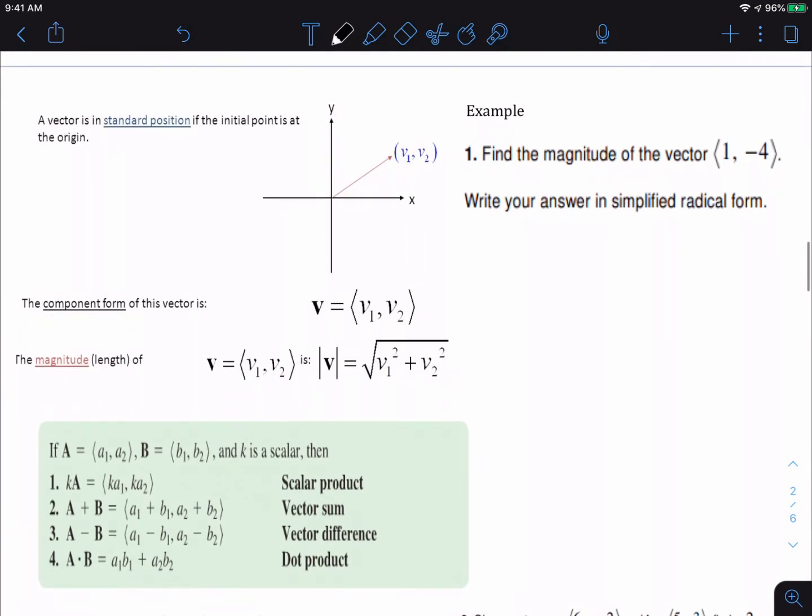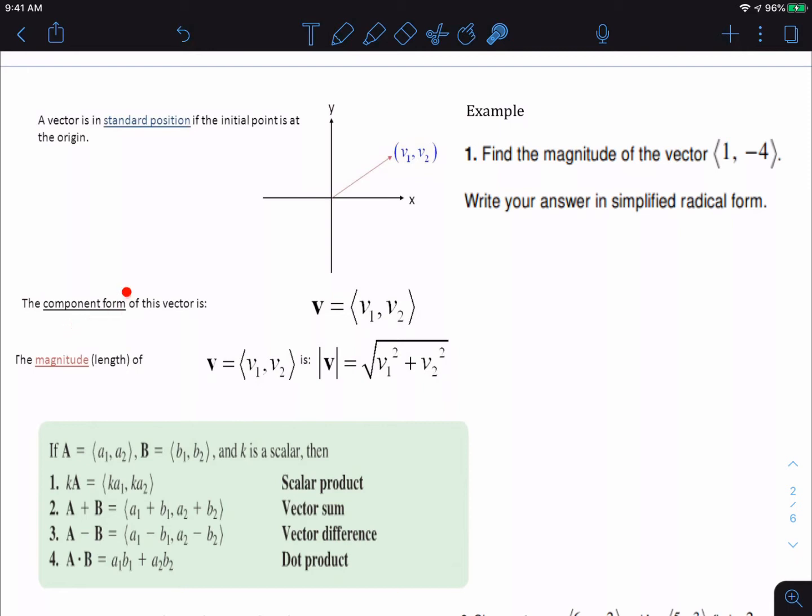Now, standard position for a vector is going to always be in a position where it starts at the origin. So if we were on an XY plane, this thing right here is in standard position because the tail is starting at the origin and then we're having our vector. That's all standard position means.